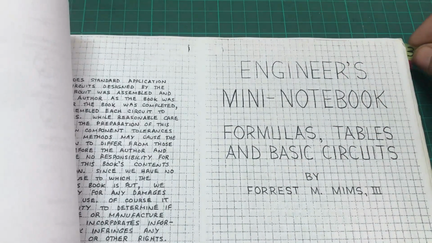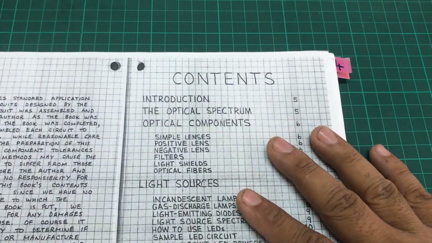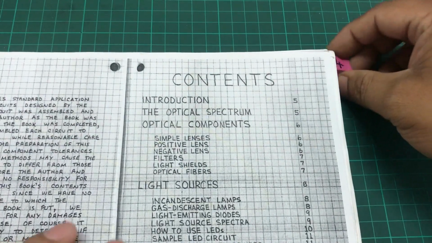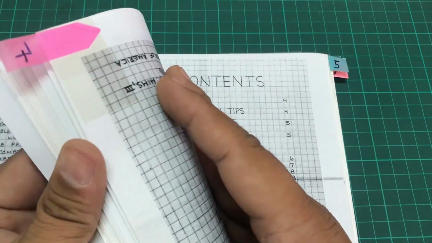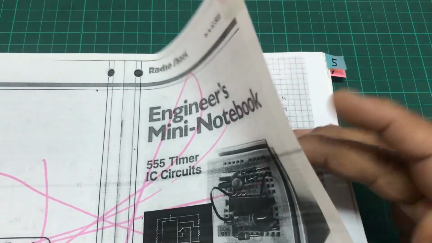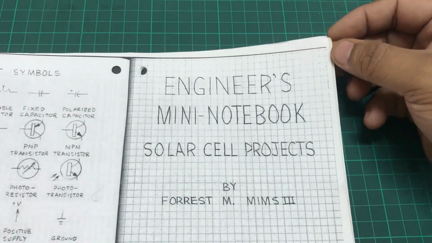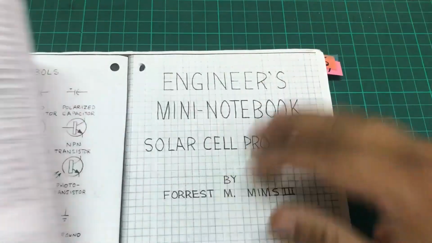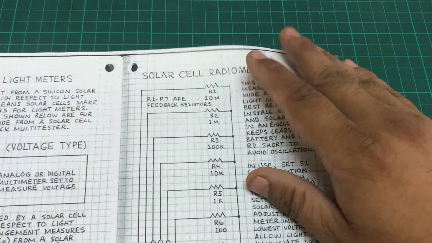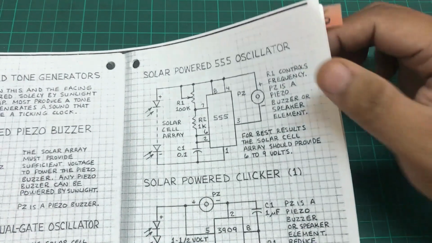For example, this one is formulas, book number 3. It's all about communication projects, optoelectronics. Book number 4 was all about 555 timers. Then book number 5 is all about solar projects. Right now solar is quite in, so he was doing projects back in the early 90s. These were some solar projects, solar cell related circuits, and you can make detection systems and things like that. Amazing books.